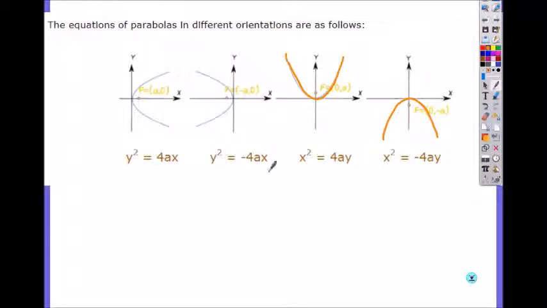So if you just remember this, you kind of got everything. Except when the vertex moves, you just got to do what? x minus h, y minus k, if the vertex is h, k. If you have h and k, then it's x minus h, y minus k. But here, it's when all the vertices are at 0, 0.